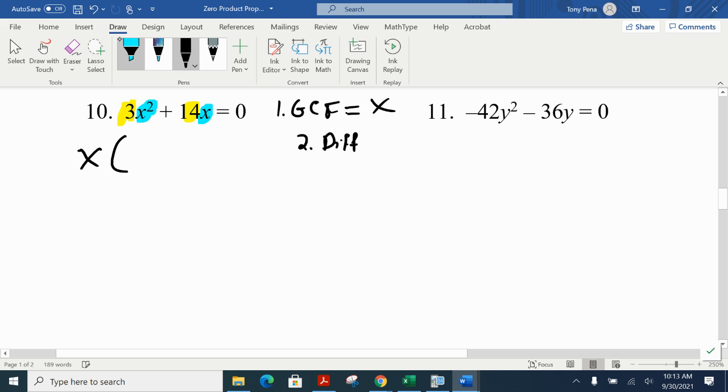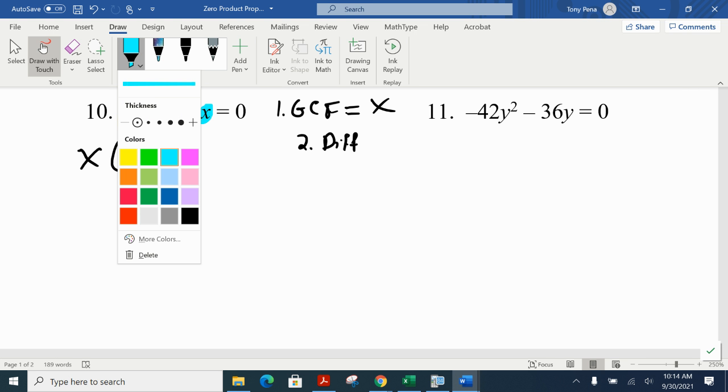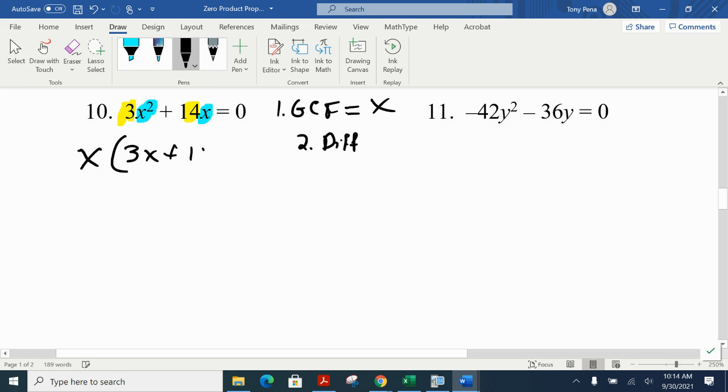Then what's going to be left over, the 3 would still be there, and only one of those initial two x's would remain. The 14 is still there. What's going on there? So the 14 is still there, but we took that one x out from that. So this is what this would look like in factored form.